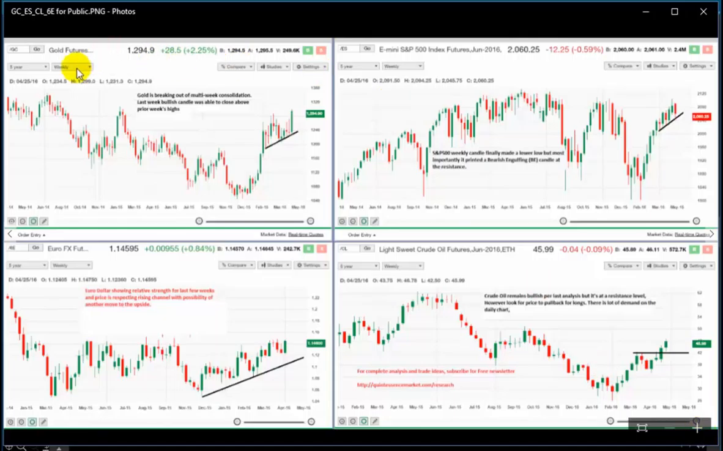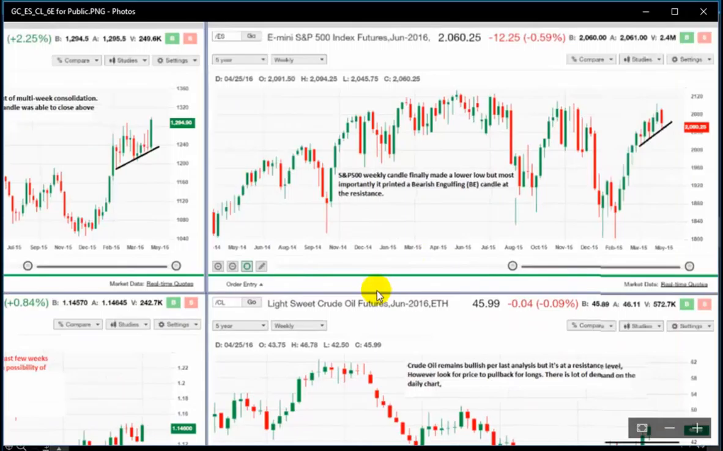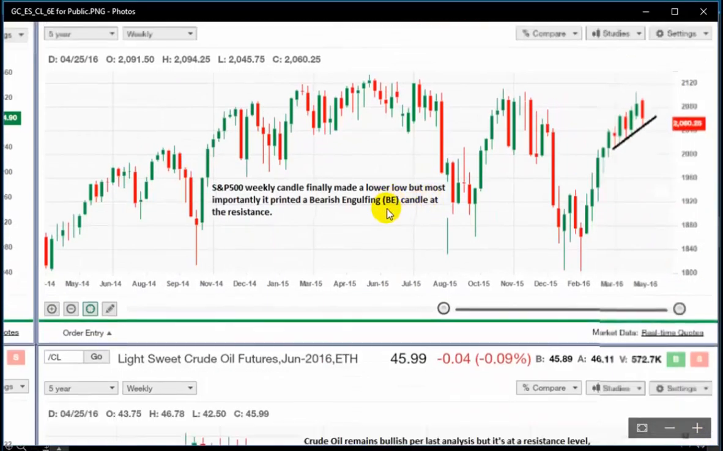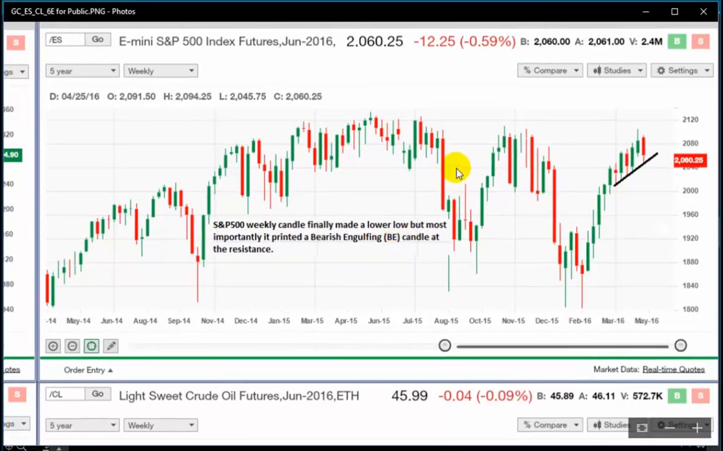We did a very simple but easy to understand analysis on gold, S&P 500 futures, 6E, euro dollar, and crude oil. These are all futures. I'm just focusing on the ES, because I'm going to show you the proof of how it was called and how it worked out. Let me zoom in here. This was what was posted to the public.